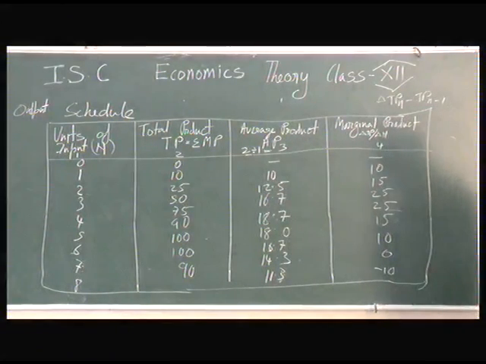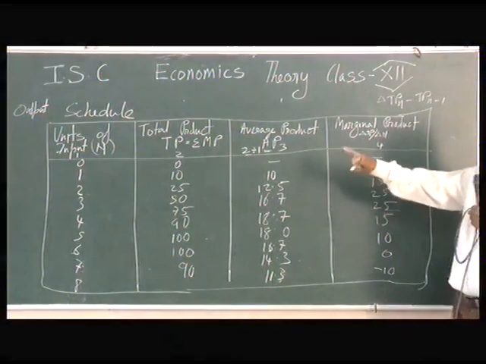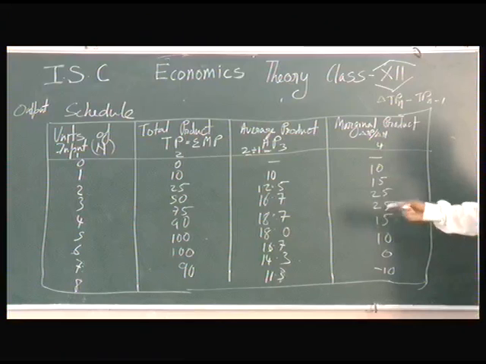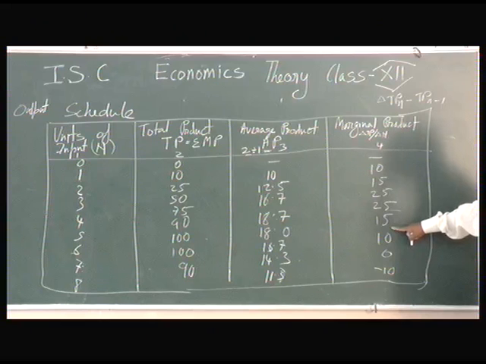Now comes the sixth labor. 6 labors together, the team produces 100, average is 16.7, and the marginal is falling, 10, but still positive. He makes a contribution that helps the entrepreneur to earn profit.